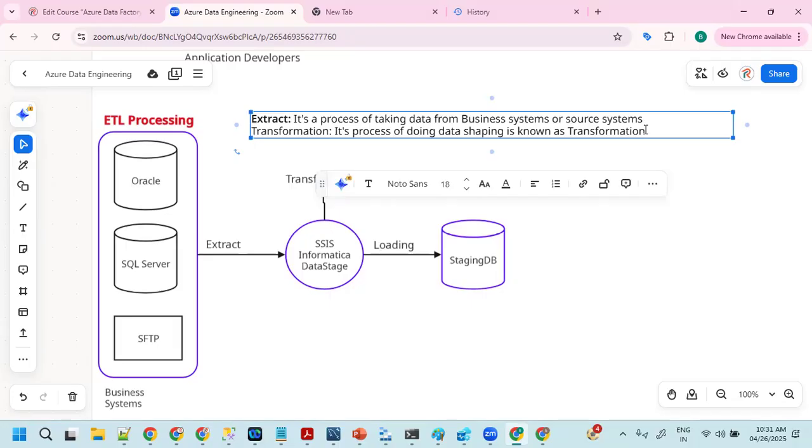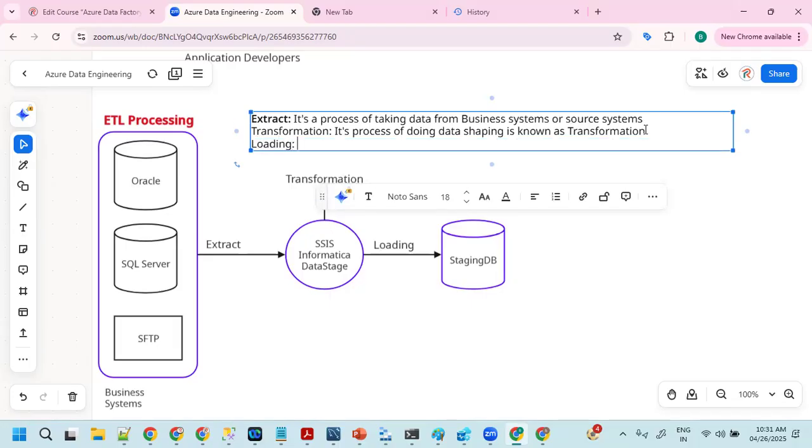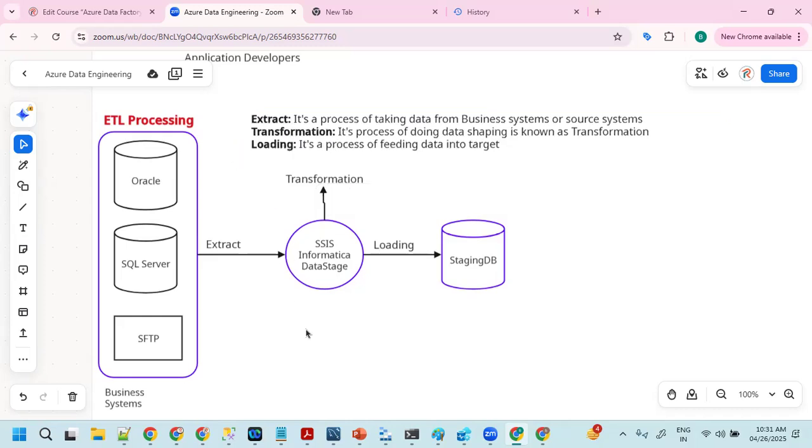Loading means it's the process of feeding the data into targets. So what you are doing with the ETL services, or whatever services I pointed out here, is ETL processing. This entire thing we can call ETL processing. You're extracting the data from a variety of systems, and you're integrating and keeping it in one single system.